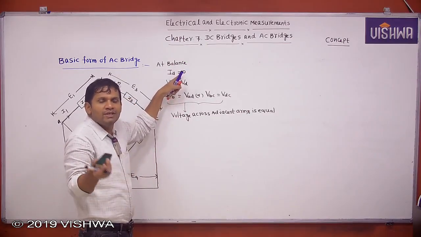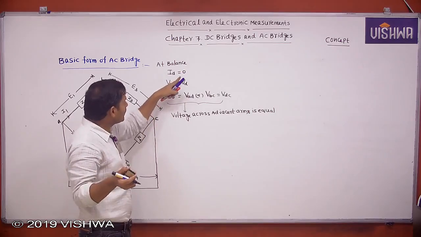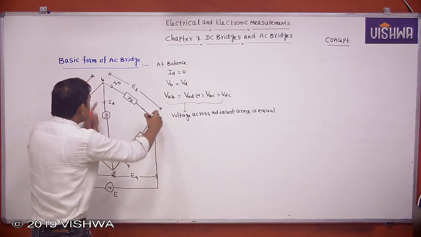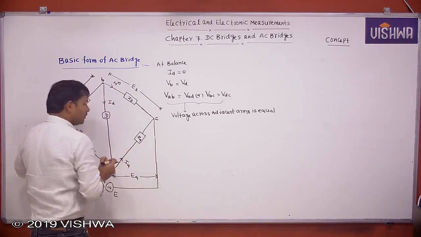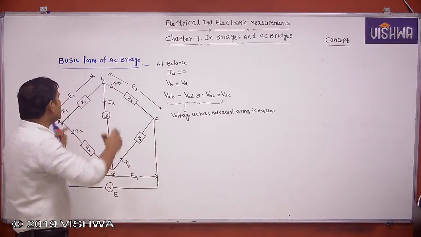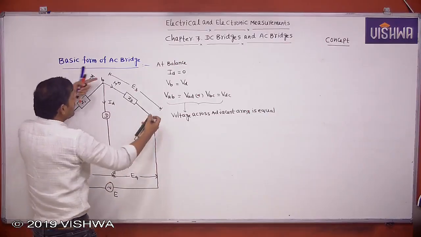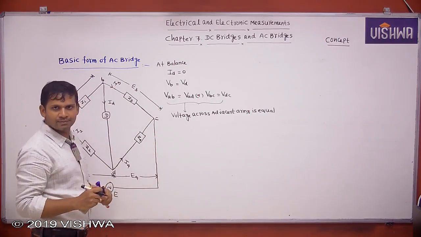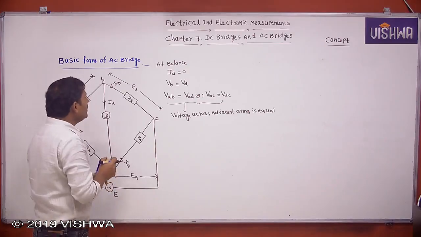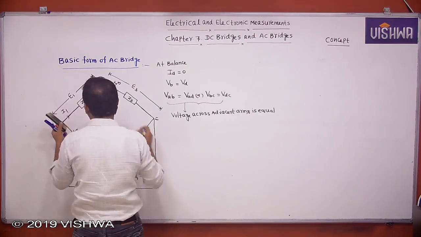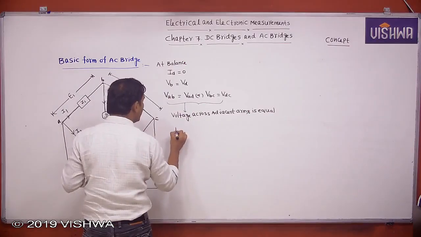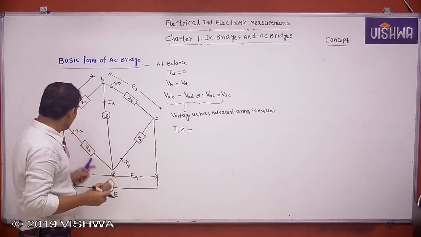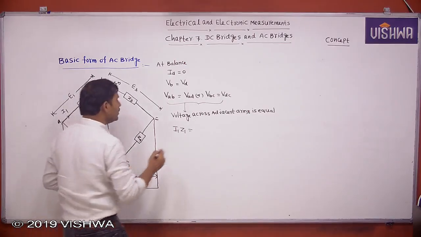That means if the bridge is at balance condition, the current to the detector is 0. Current to the detector is 0 means voltage across adjacent arms is equal. This voltage and this voltage are equal, then only the current to the detector is 0. That is the meaning. Understood? Now, VAB equal to VAD means I1 into Z1 equal to VAD, that is I2 into Z2.